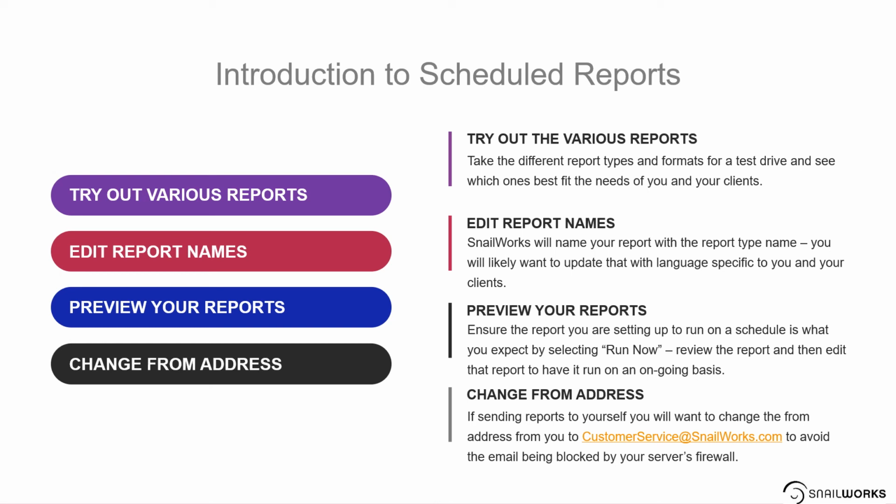When I set up a scheduled report, I usually send it to myself to run immediately. And once I review it and it's to my liking, then I go back in using that edit function and edit it, turning it into a schedule to be delivered at a certain schedule. And finally, if you are sending that email report to yourself, update the From address so that you're certain to receive it.